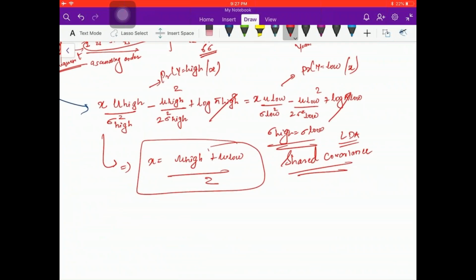So mu high, what was it? 45. Mu low was 25. Sorry, it was the reverse. 25 plus 45 divided by 2. 45.